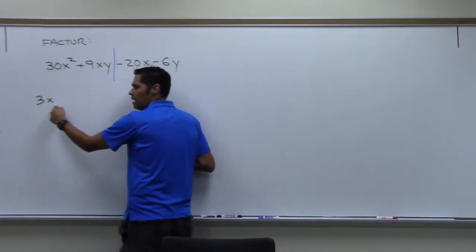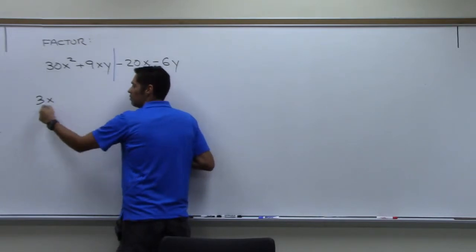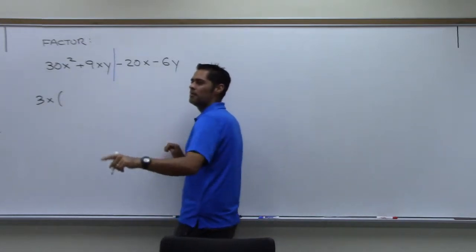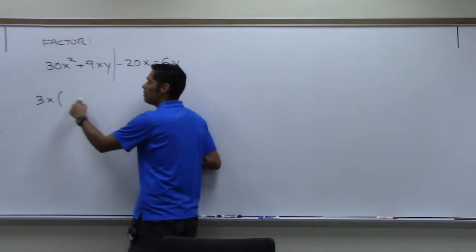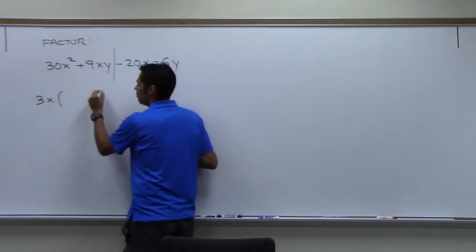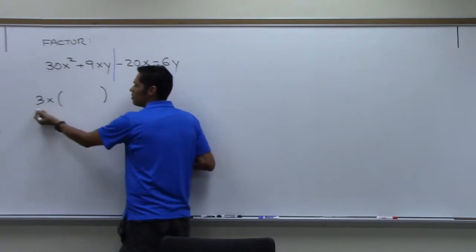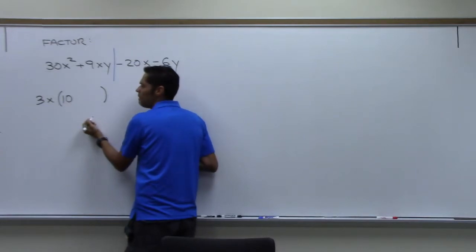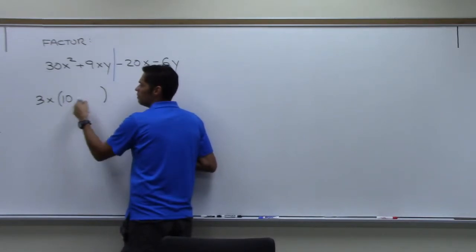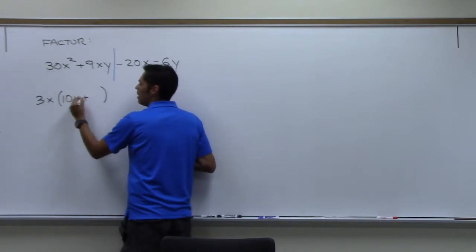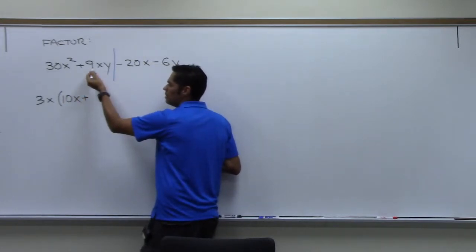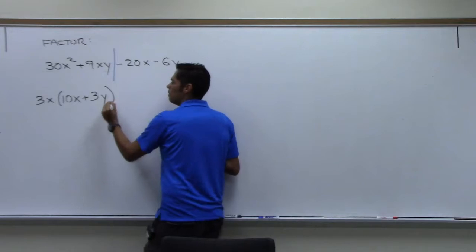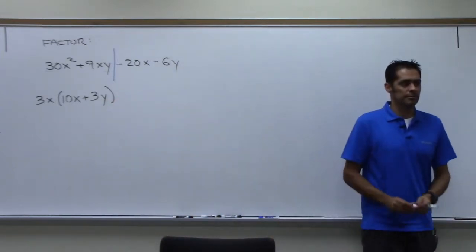So after this, I put a what, Nautica? Parenthesis, good. After the parenthesis, how many terms am I going to have in here, Erica? 2, right. How do you turn 3 into a 30? Multiply by 10. And then what else am I missing here? An x, good. And then a plus sign, and then what do I need to turn the 3 into a 9? 3, and anything else? A y, because I'm missing a y. Good. That's it, right?